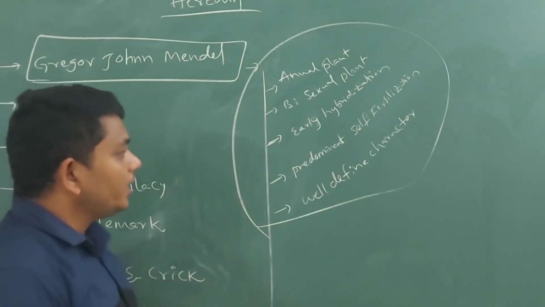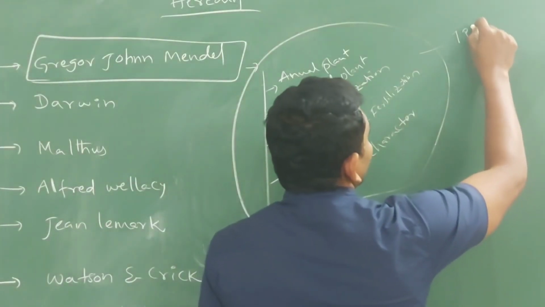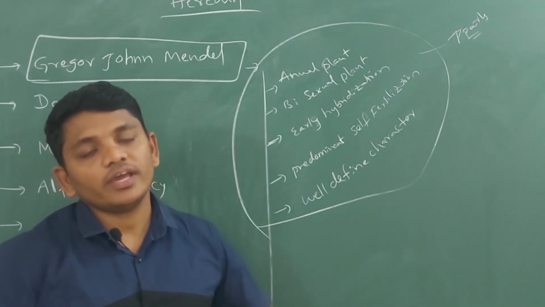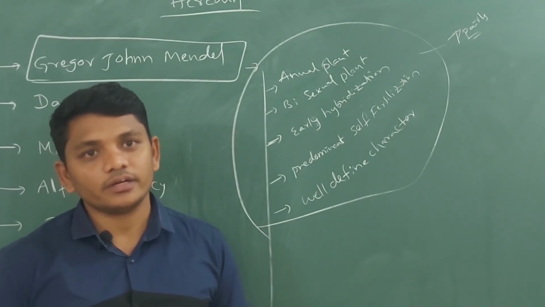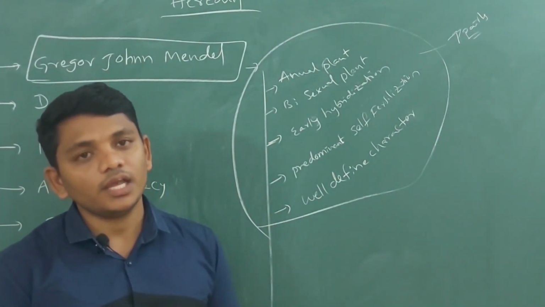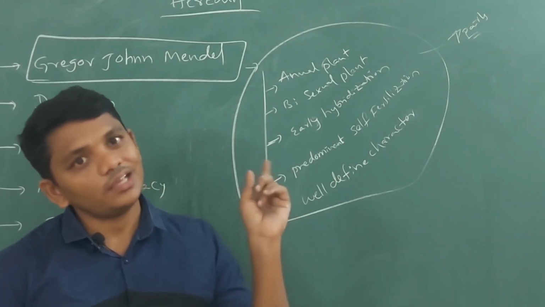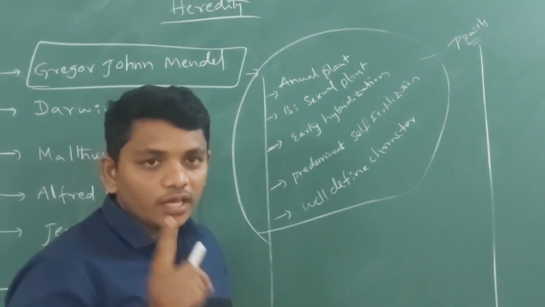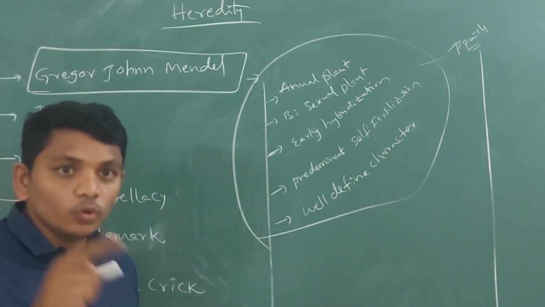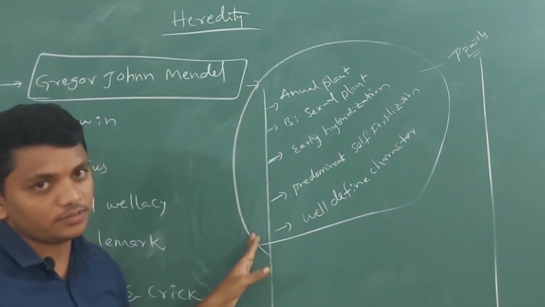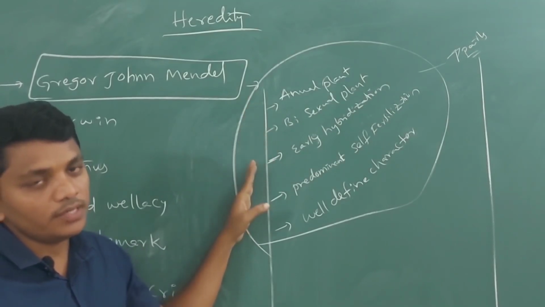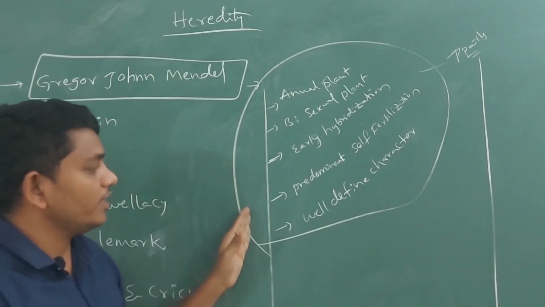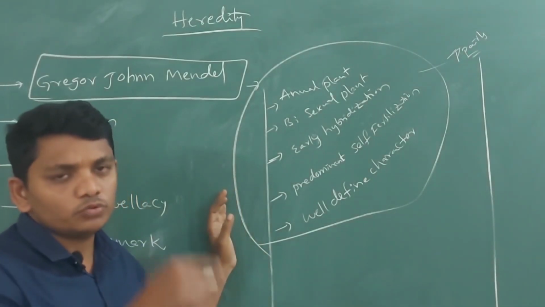Okay. And also he chose 7 pairs of characters for his experiments. These 7 pairs of characters are very contrasting characters. They can clearly appear outside. That is why they are called contrasting characters. So he chose 7 contrasting characters. He chose pea plants because they have these 5 characters. So why did he choose pea plants? Because they are an annual plant, bisexual plant, with early hybridization, predominant self-fertilization, and well defined characters.